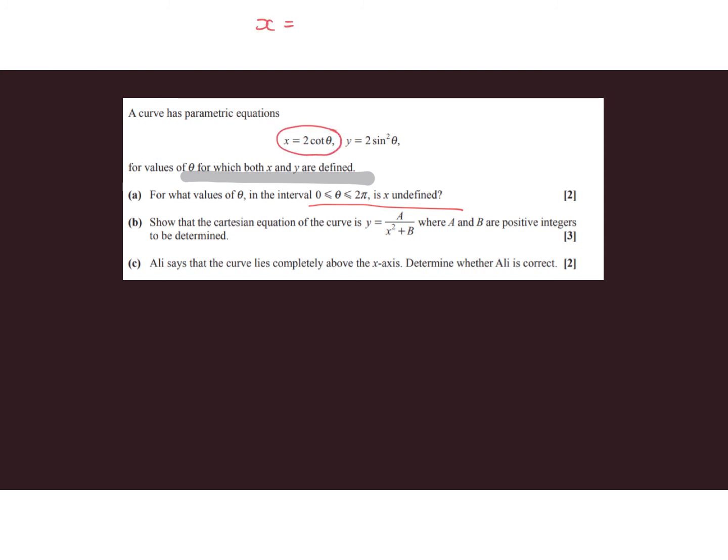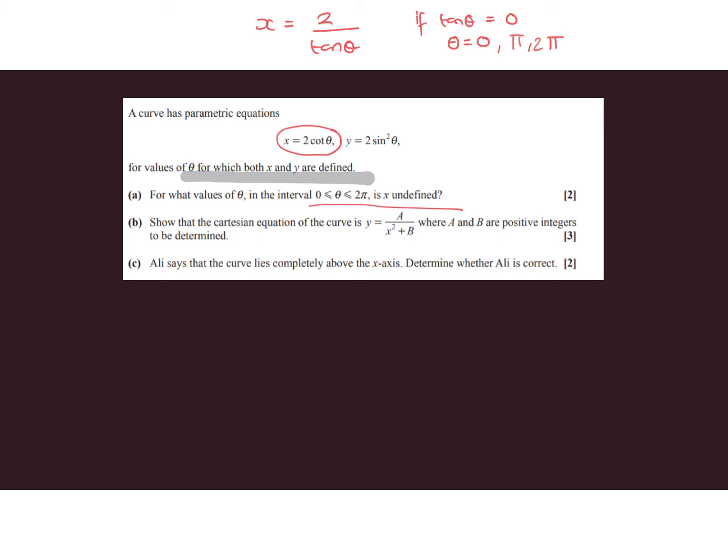So x equals 2 cot theta, which is the same as 2 over tan theta. So we're looking for angles which result in tan theta being 0, which causes x to be undefined. So if tan theta equals 0, well, tan theta equals 0 at 0, pi, and 2 pi. So those are the values of theta for which x is undefined.